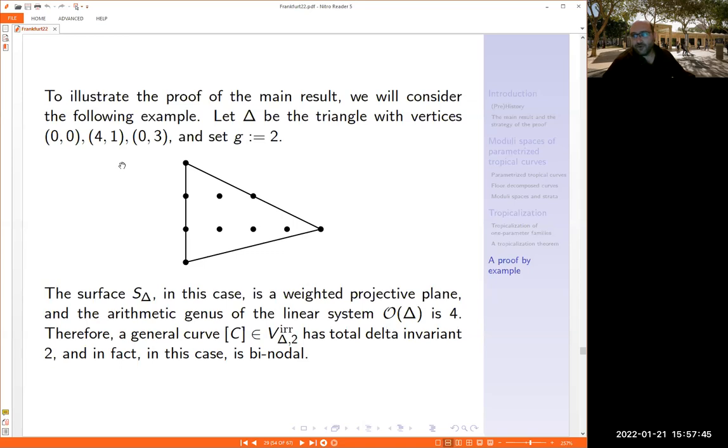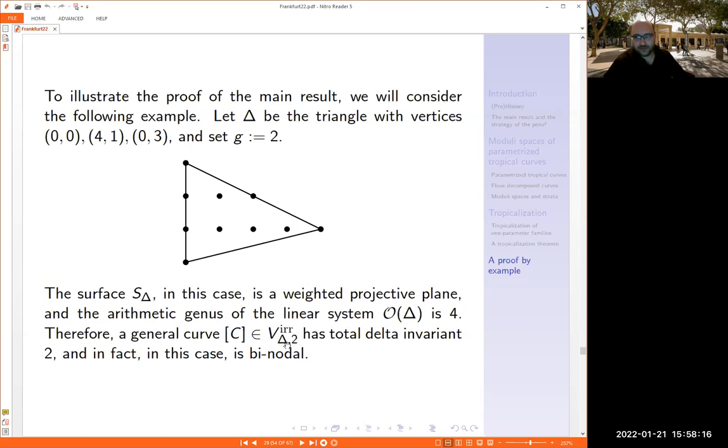You have 4 inner integral points. So in this case, the arithmetic genus of the linear system prescribed by this triangle is 4. And the actual geometric genus that I'm going to fix is 2. So in other words, a general curve parameterized by the Severi variety in this case will have total delta invariant 2, and one can prove, it's not very difficult, that it will be binodal regardless of the characteristic.